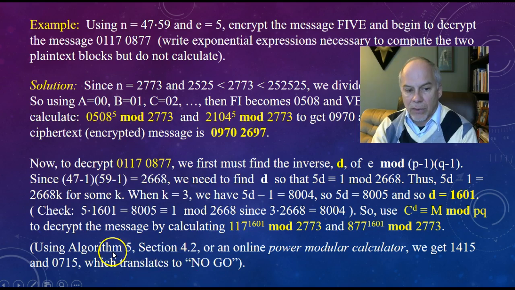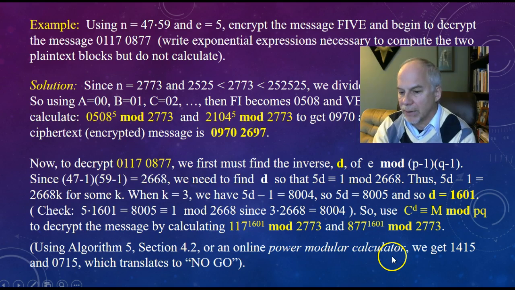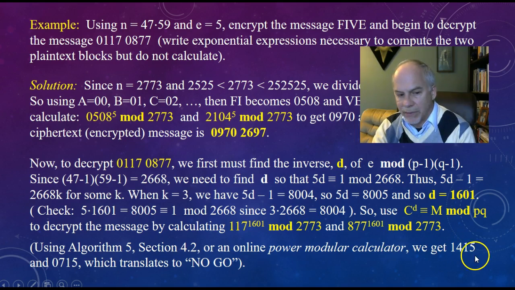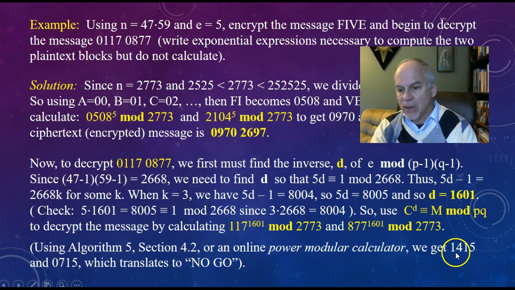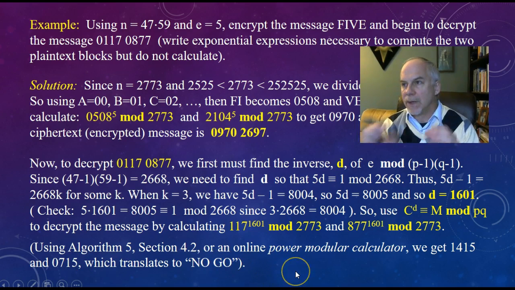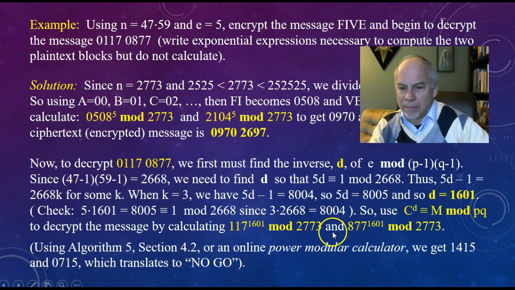All right. Now you can either use algorithm 5 from section 4.2 or an online power modular calculator, and if you do that first calculation, you get 1415, and you do the second calculation, you get 0715, which if you translate that, 1415 becomes NO and 0715 becomes GO. So it's the message no go. All right. So apparently some secret mission was aborted.